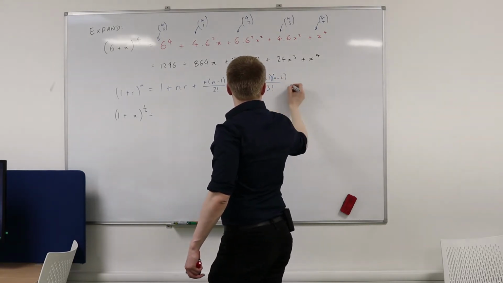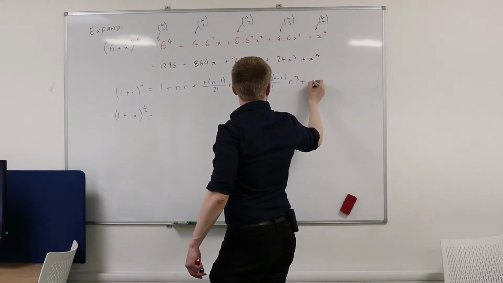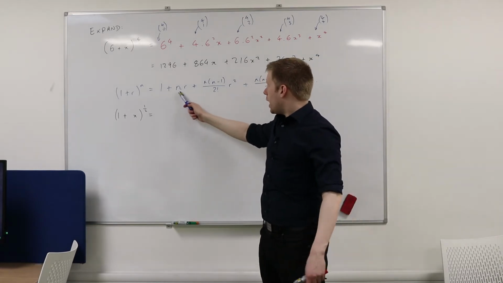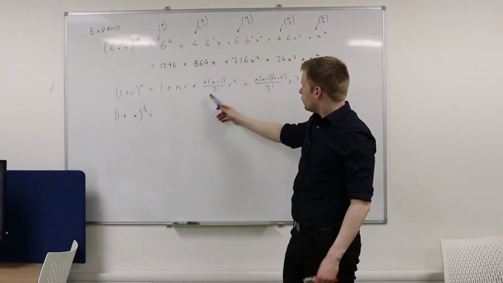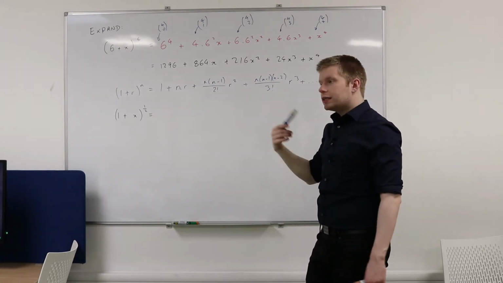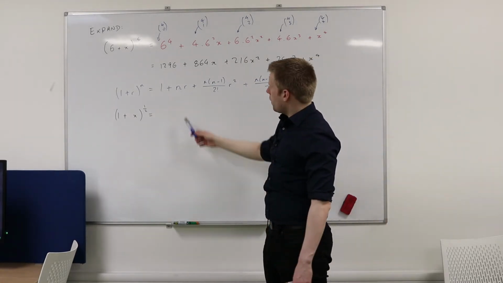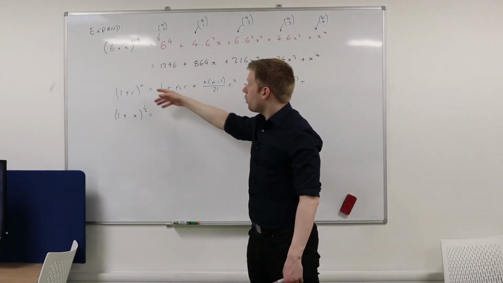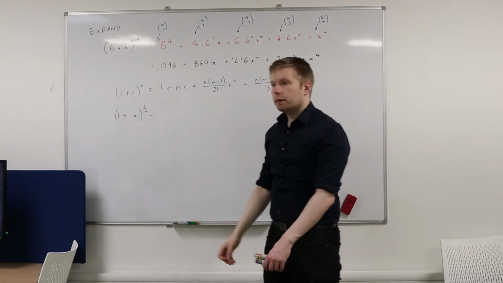Good. Good, excellent, and so on and so on. So you've noticed the pattern, right? You go 1, then n times n minus 1 over 2 factorial, then n times n minus 1 times n minus 2 over 3 factorial. So that's what the coefficients are doing. And then the powers of r are increasing again. And you remember we derived this by thinking about this from last week.